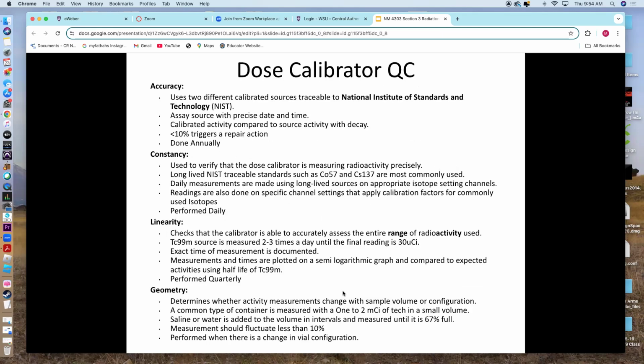So we'll mention now the QC on it and what I'm talking about with some of those first things. The first one, which I started to mention, is accuracy. So you have accuracy, constancy, linearity, and geometry.